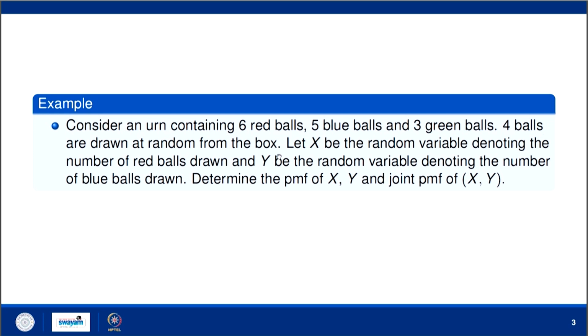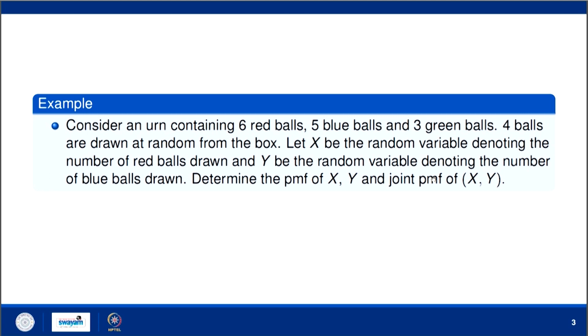Now, 4 balls are drawn at random from the box. The box contains a total of how many balls? It is 6 plus 5, 11, 11 plus 3, 14 balls. Out of the total 14 balls, we are taking out any 4 balls. Let X be the random variable denoting the number of red balls drawn and Y be the random variable denoting the number of blue balls drawn. Then we have to find the probability mass function of X and Y, and also the joint probability mass function of X and Y.